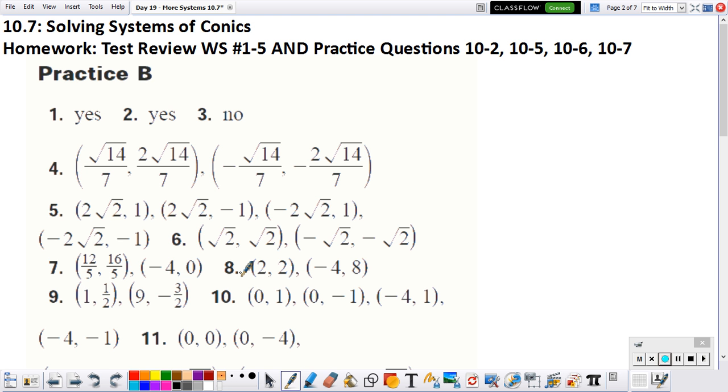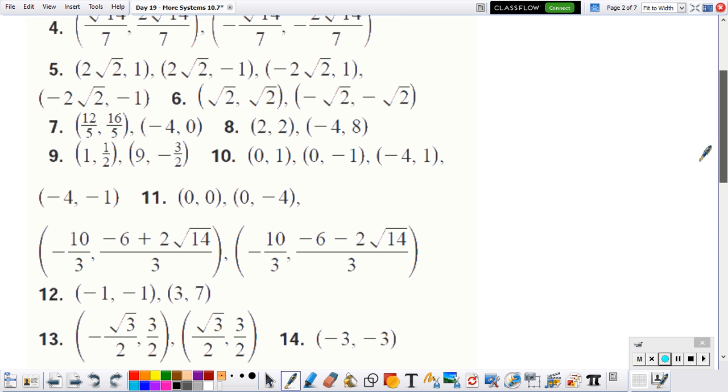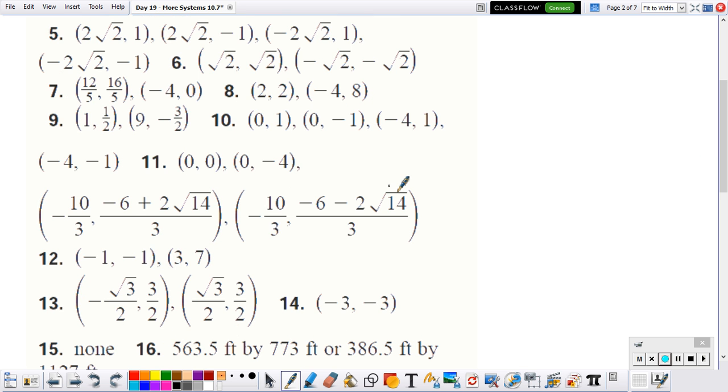I want to just point out number 11, this is ridiculous. You have to use a quadratic formula for it. I probably would not give you one like that on an assessment because you would all cry. It's not my goal to make you cry. And number 15 has no solutions. That one weirds people out a little bit. But the rest of them are pretty straightforward.